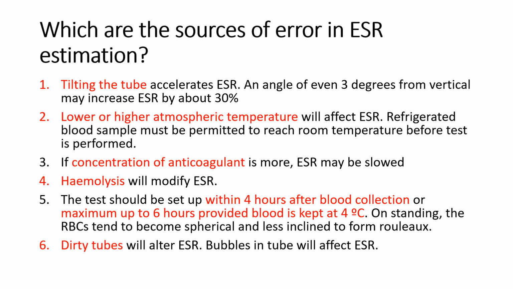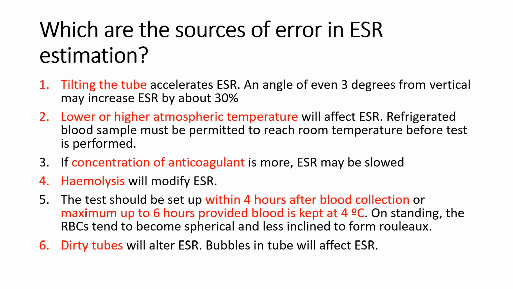What are the sources of error in ESR estimation? Tilting the tube accelerates ESR. An angle of even 3 degrees from vertical may increase ESR by about 30%. Lower or higher atmospheric temperature will affect ESR. Refrigerated blood sample must be permitted to reach room temperature before test is performed. If concentration of anticoagulant in blood is more, ESR may be slowed down.